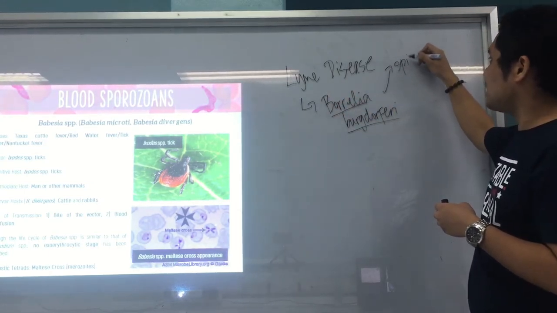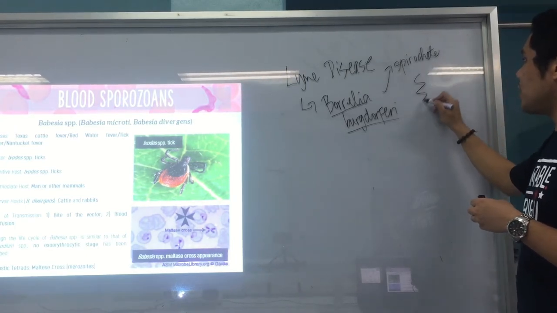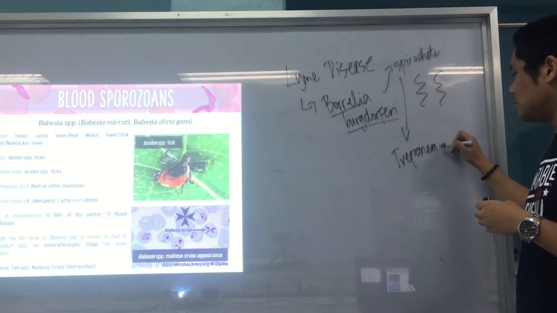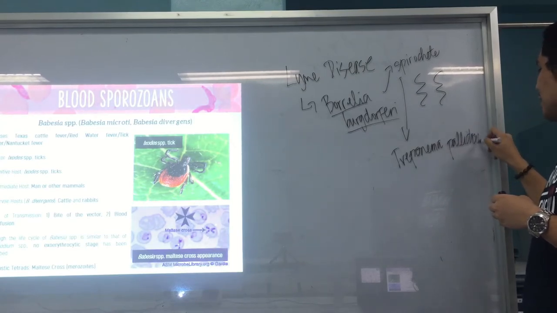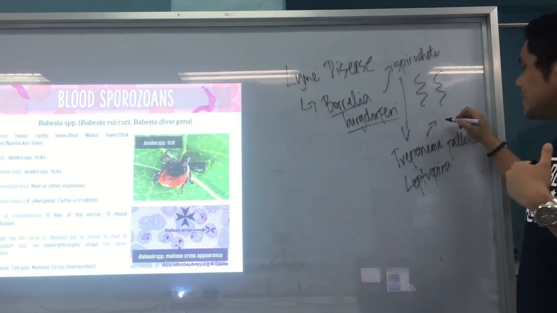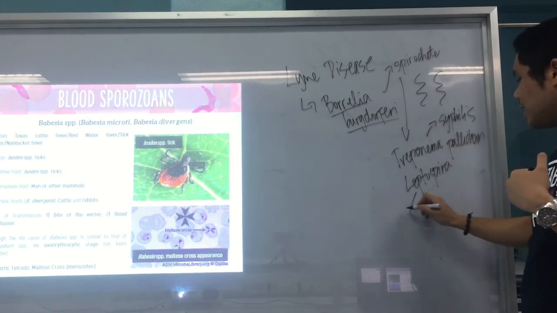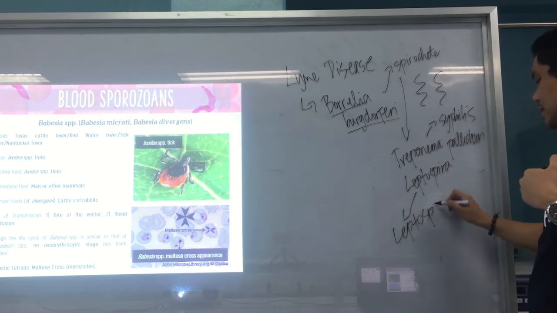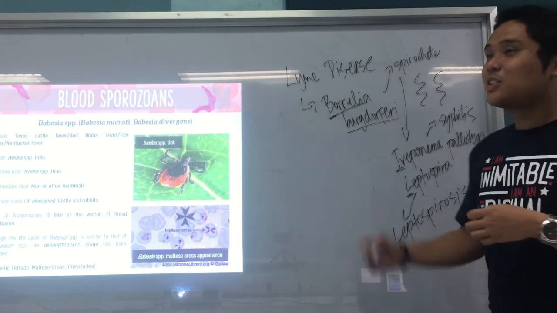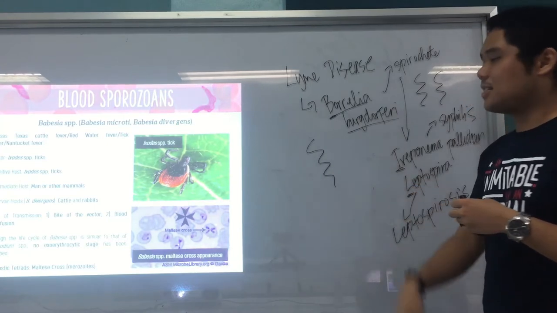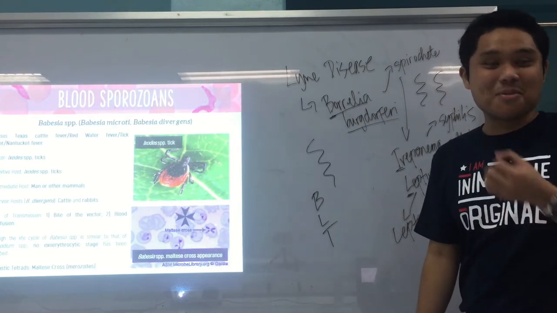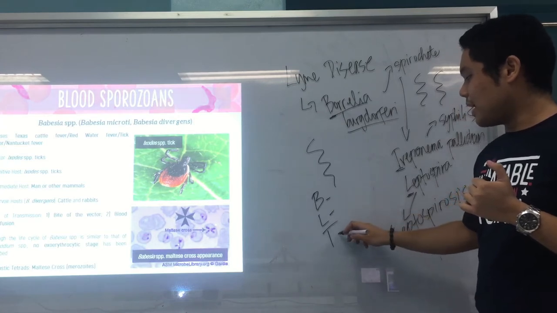This is an example of a spirochete. When you say spirochete, this is a spiral bacteria, similar to Treponema pallidum, the causative agent of syphilis, and Leptospira, the causative agent of leptospirosis. So these three are your spirochetes: spiral bacteria. Who are they? BLT: Borrelia, Leptospira, Treponema. That's our mnemonic.